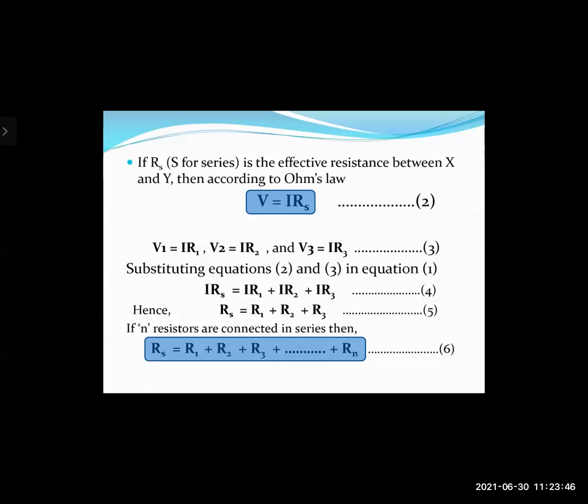RS, where S stands for series. So resistance across a series combination is equal to the sum of all of the individual resistances, that is R1 plus R2 plus R3. Because in our circuit diagram we had only three resistances, R1, R2 and R3. If you have more resistors, R4, R5, R6 up to Rn, you will have to add all of those individual values, right? And looking at equation number 6, what can you comment? The total resistance of the circuit will go on increasing as you increase the number of resistors, right?